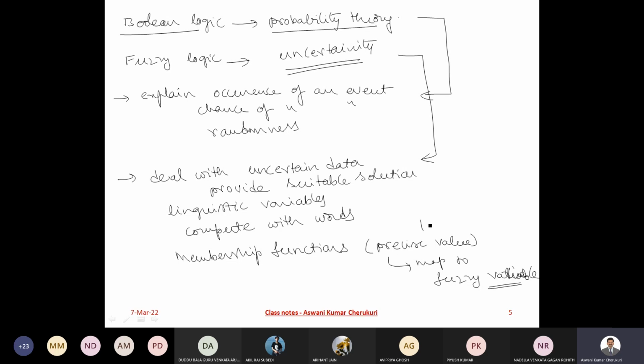So you are taking, say, 165 centimeters or 170 centimeters as a precise value, and you are saying that he or she belongs to the tall fuzzy set with a membership degree of 0.9, or with a membership degree of 0.3. So that's what you are doing. Fuzzy logic uses membership functions; you don't have membership functions in probability theory. Right? Are you able to follow? Yes, sir. And that's the reason why fuzzy logic is said to handle granularity in the information.